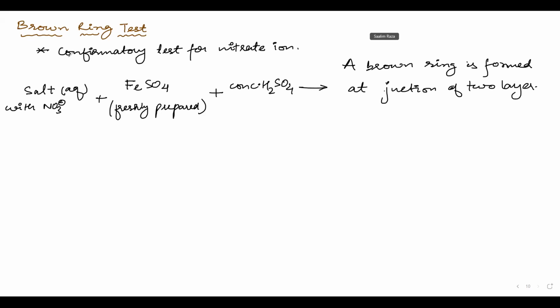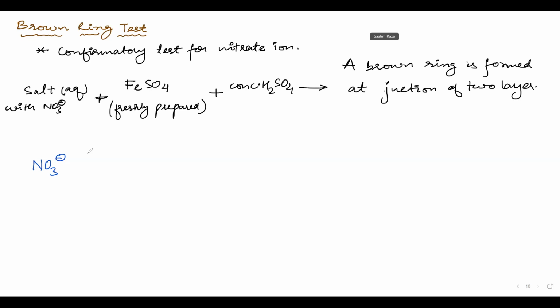Now, what is the reaction which is taking place here? This is the procedure. You will have a salt with NO3 minus ion, in aqueous state. You have FeSO4 and H2SO4, which is concentrated. Now let us see the reaction. So we have this NO3 negative.